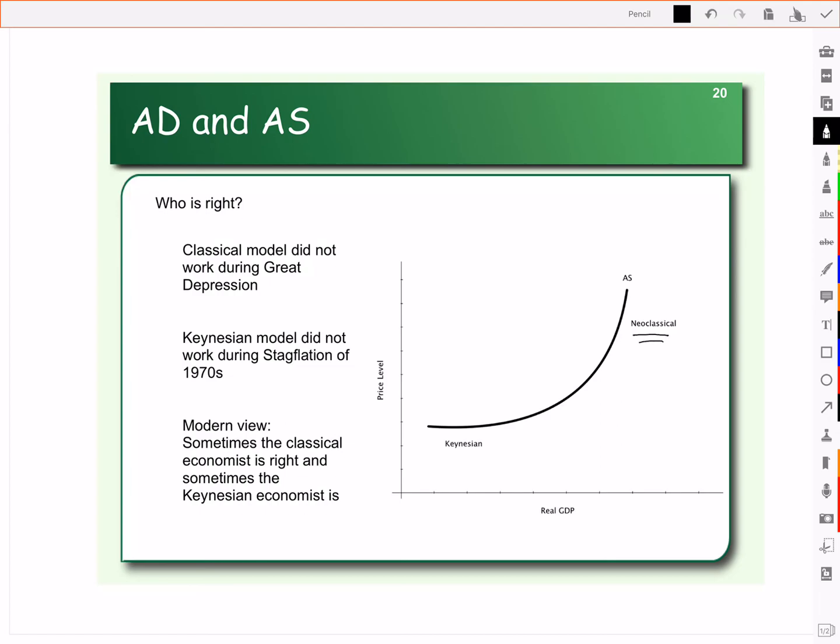Now you'll notice it says neoclassical here, and that's because the classical economists like Adam Smith never drew any supply curves. It wasn't until a gentleman named Alfred Marshall that the classical school of thought started to graph aggregate demand and aggregate supply. So we call those the neoclassicals. So aggregate supply, when we graph it today, is a compromise between the classical and the Keynesian. You'll recall from an earlier level, the classical didn't work with the Great Depression because prices and wages were sticky, and the Keynesian method didn't work during stagflation. So the modern view is that sometimes the classical economist is right and sometimes the Keynesian economist is. So our aggregate supply reflects that compromise between the two.